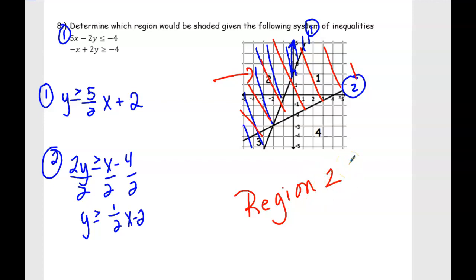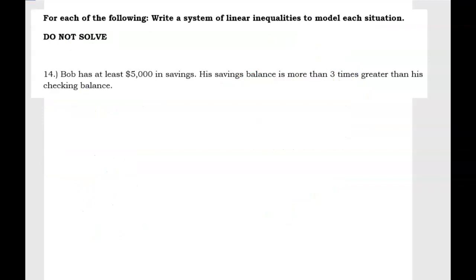All right, so now I just want to review some word problems. We're not going to solve the word problems, but we are going to set them up. And we're going to set them up the same way that we set up system of equations. So always start out with your let statement, and then you're going to have two inequalities, okay?